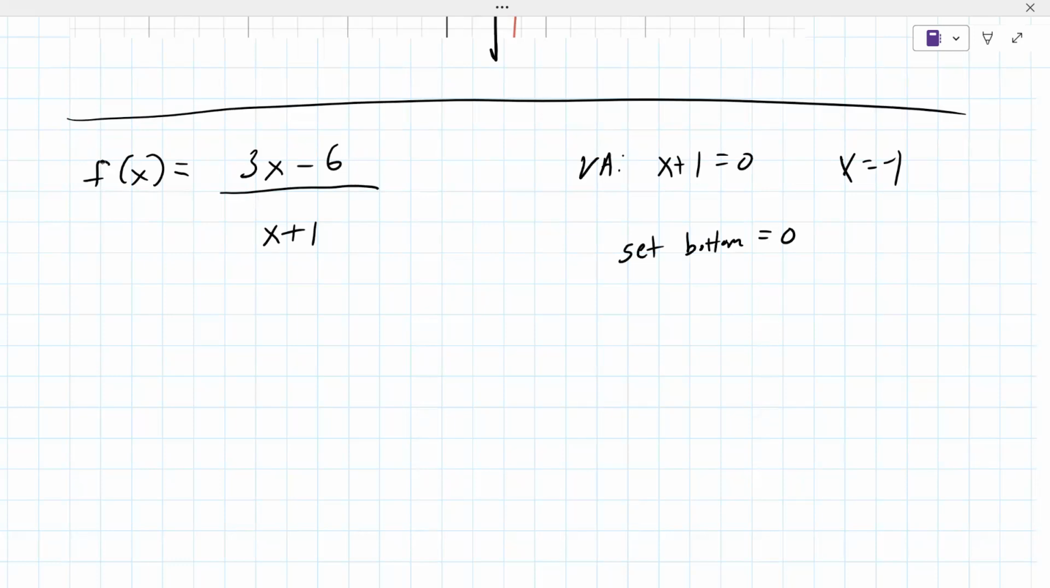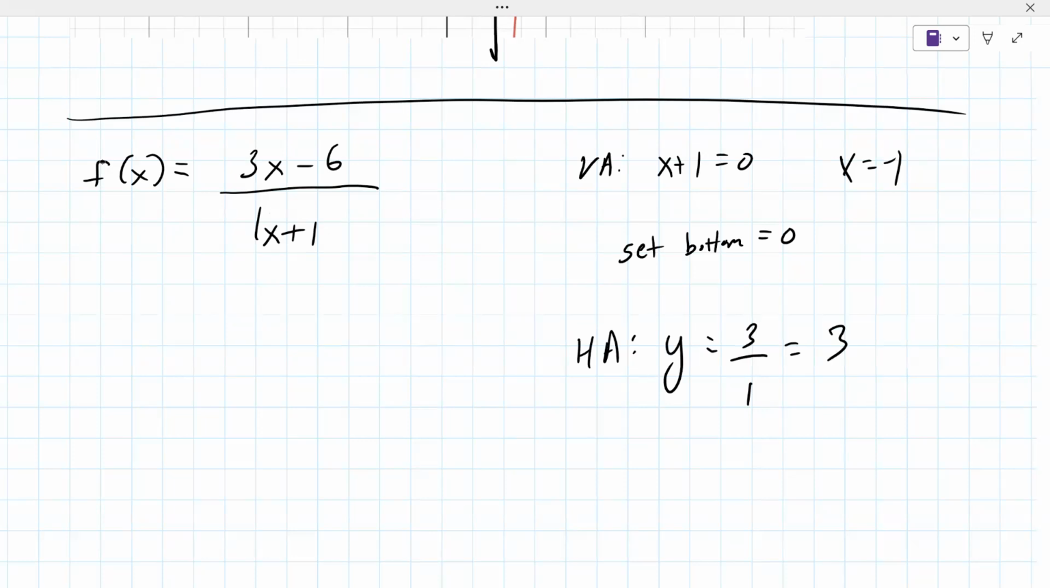It's the ratio of the leading coefficients. So what's the leading coefficient on the bottom? 3 over 1. And what does that reduce to? It doesn't reduce to anything. 3 divided by 1 equals 3. Yes, very good.